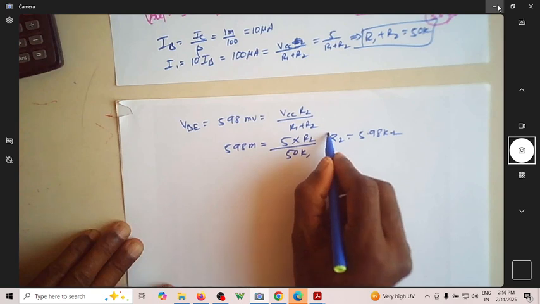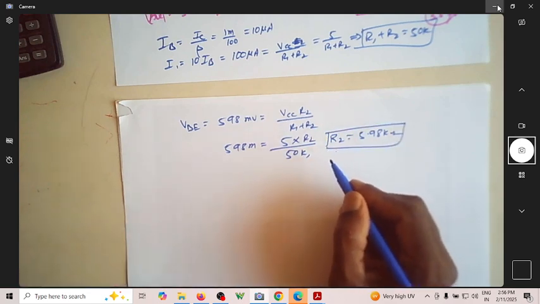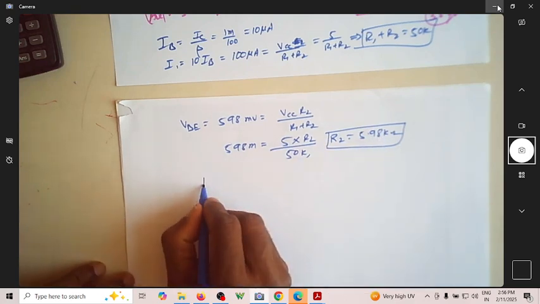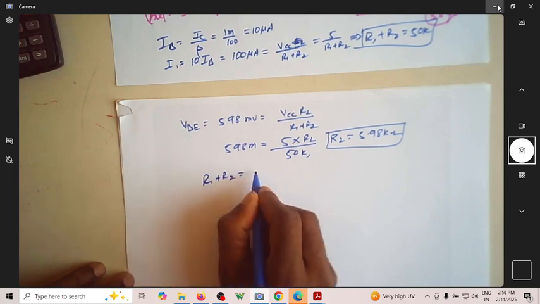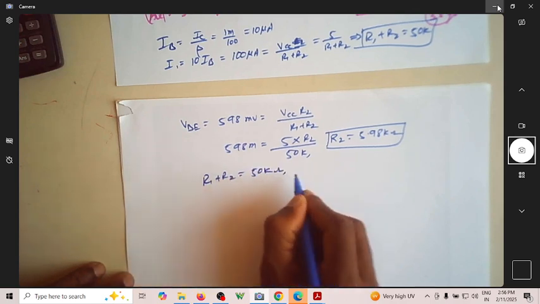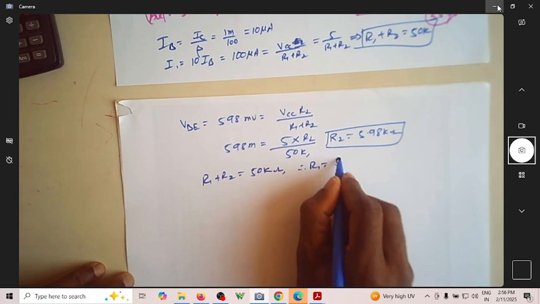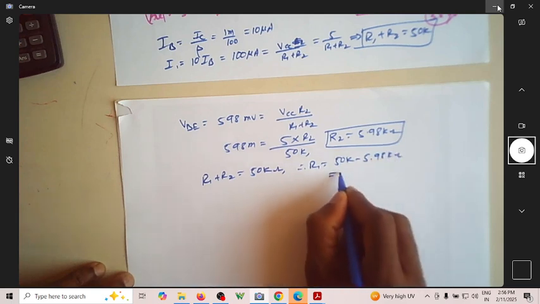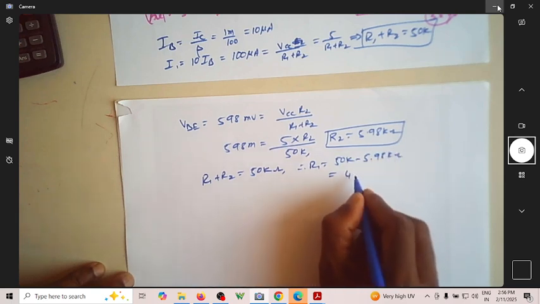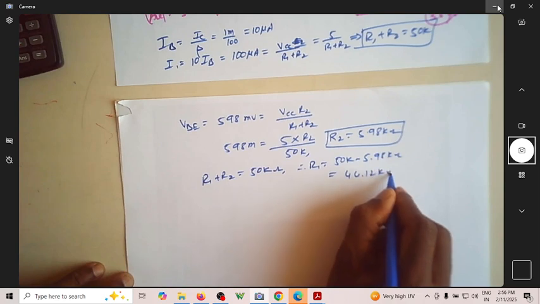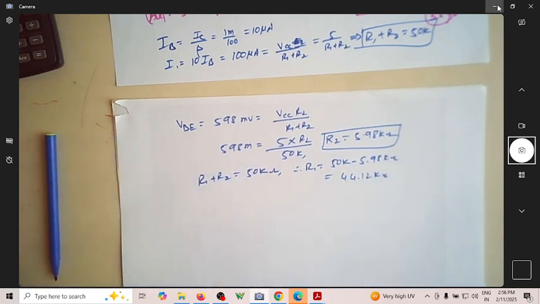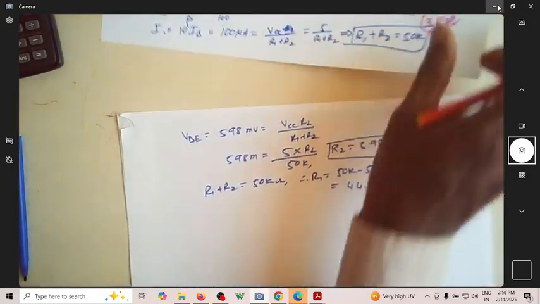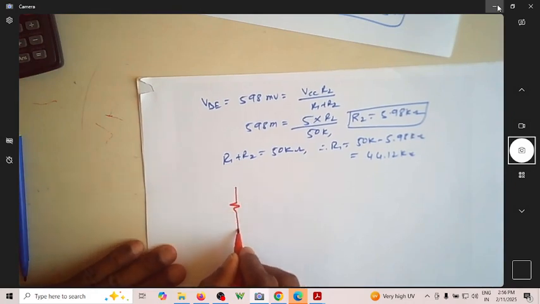So that is what we found in the previous case. This is 5.98 kilo ohm. Then R1 plus R2 is equal to 50 kilo ohm. Therefore, R1 is equal to 50k minus 5.98 kilo ohm, which is 44.12 kilo ohms. So now you can redesign this.